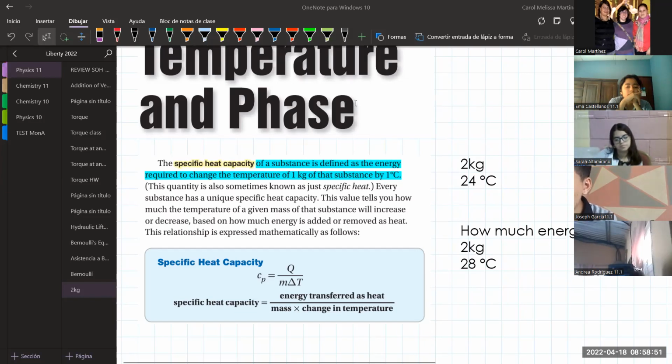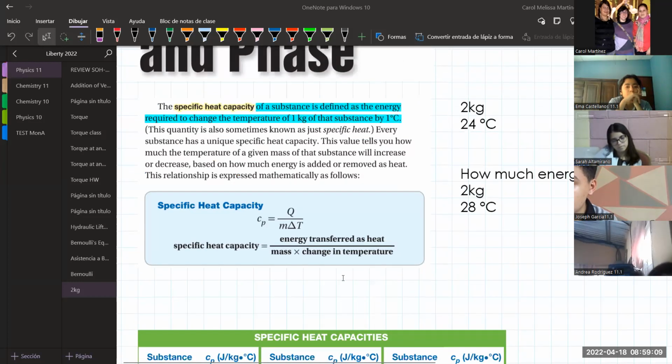Now, all that energy required to do this change is known as a specific heat. It's going to be denoted by the letter C subscript P. Okay, CP. Now, as I already told you, it is about how much energy. So it requires us to know the mass of the object and also what is the change in temperature.